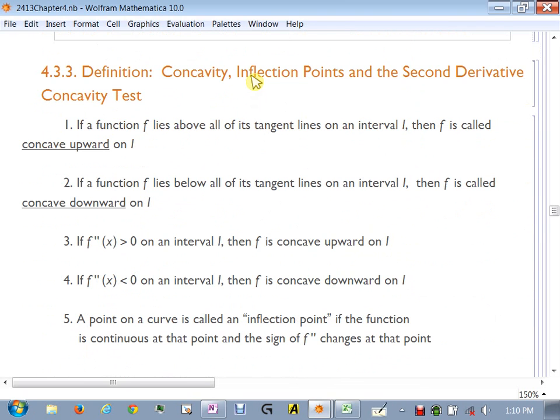All right, now, some other things. This idea of what's called concavity, inflection points, and the second derivative test. So if a function f lies above all of its tangent lines on an interval, then f is called concave upward. If a function f lies below all of its tangent lines, then it is called concave downward.